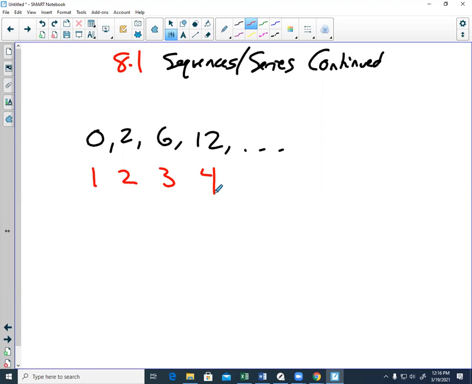Now, what I could do is say, what if I take n and subtract 1 from it? Well, 1 minus 1 is 0, but does that work for every number in the pattern? 2 minus 1 is 1, that's not right, so this can't work. I could also try to add something, but obviously I can't add anything to 1 to make it become 0. And I can't divide 1 by anything to make it become 0. So the only thing left is multiplication or a power, and a power doesn't work either.